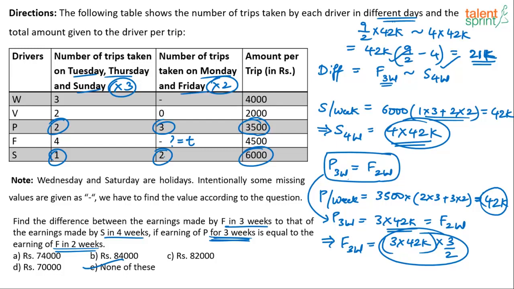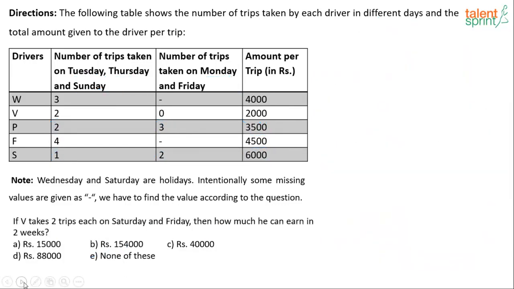Yeah? So moving on. Next question. If V takes 2 trips each on Saturday and Friday, then how much can he earn in 2 weeks? What do we know about V? V takes 2 trips on Tuesday, Thursday and Sunday. He takes 0 trips on Monday and Friday. But now as per the question, V takes 2 trips on Saturday and Friday. Saturday is actually a holiday, but now he's taking trips on Saturday also. And Friday, which was originally 0 for V, is also 2 trips for V.